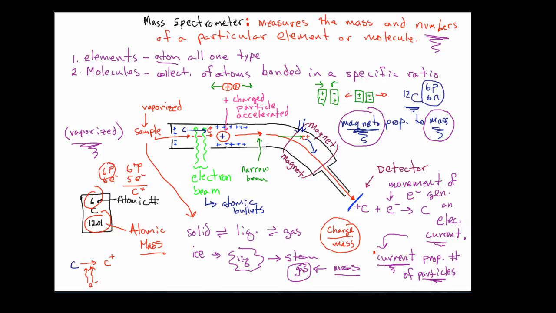We compare that charge to mass ratio to the charge to mass ratio that was determined for the standard, and we therefore can then determine, actually a computer does this for us, the mass of the unknown, and we can know how many of those particular particles were in the unknown sample.